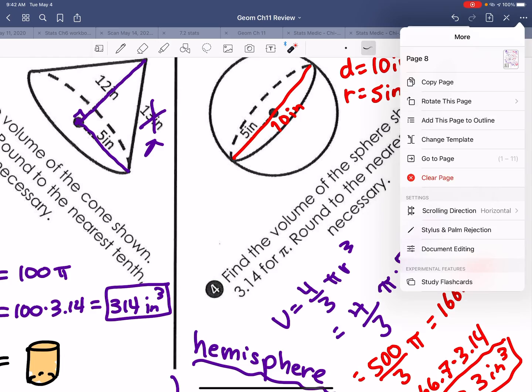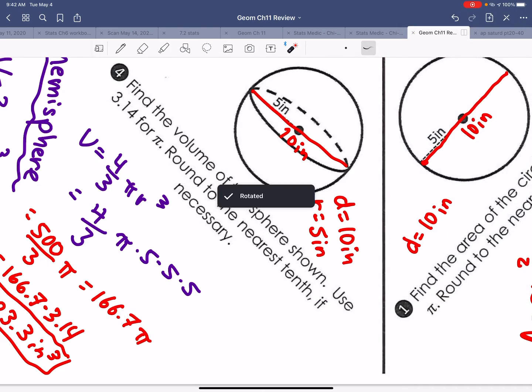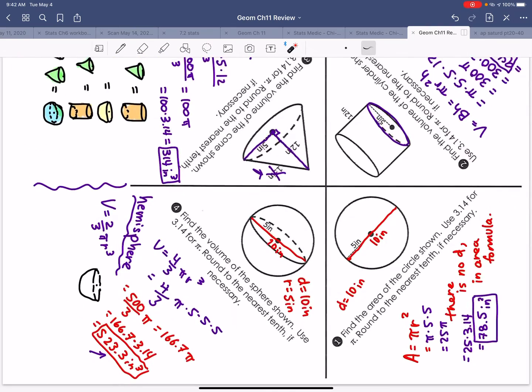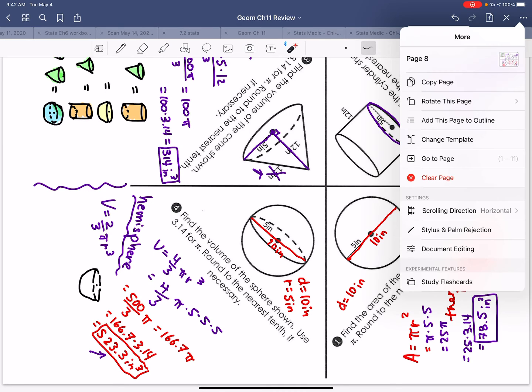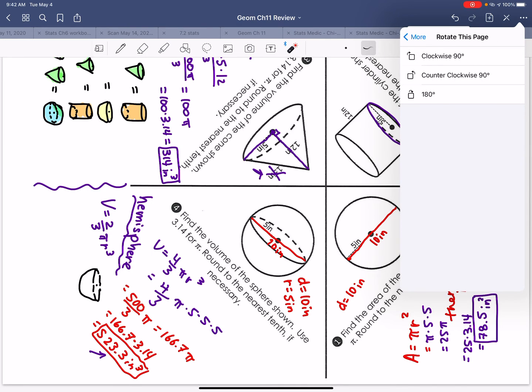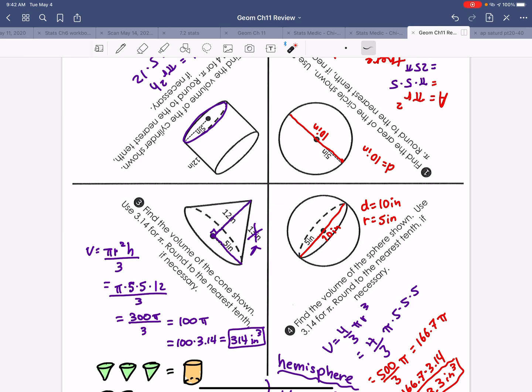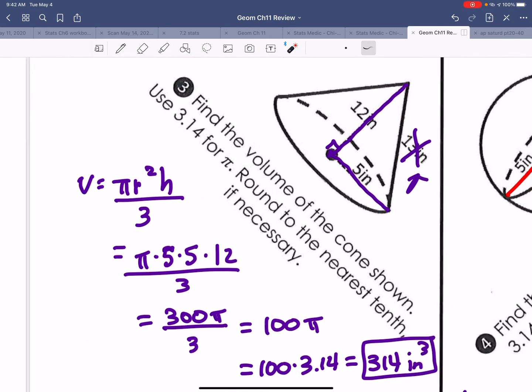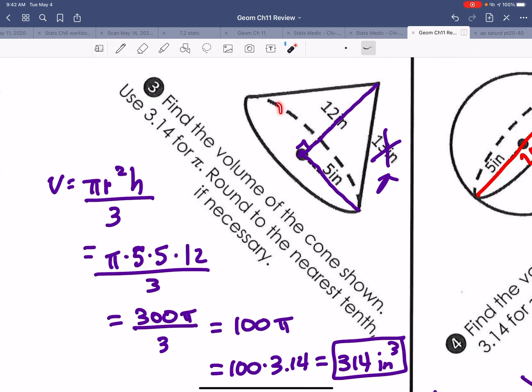Okay, now I'm just going to rotate my paper around. Maybe I rotated it a little too far. Okay, we got question number 3, find the volume of a cone. So our cone is circles getting smaller. So we have pi r squared h divided by 3. So we have pi 5 times 5 times 12 divided by 3.